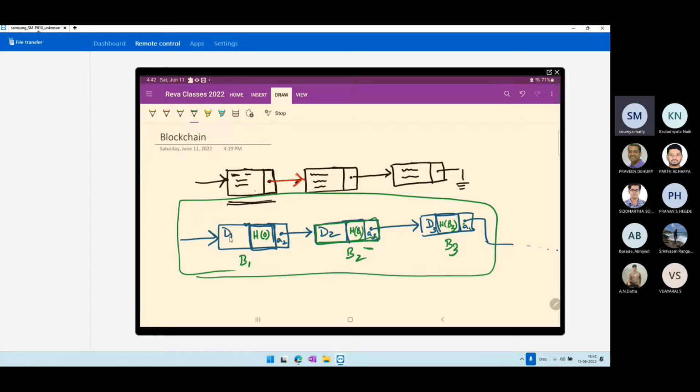The moment you change any of the data, when you go to the next block, you will find it. Now there is only one way to tamper the data. From B2, you change the address also. You change D2, and then the address will start from here, and D3 will contain the tampered B2. Then again the link will go on. That is one way somebody can attack.